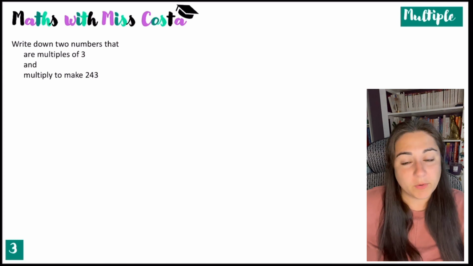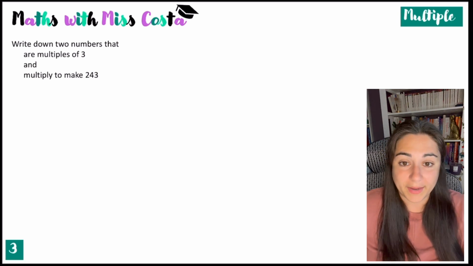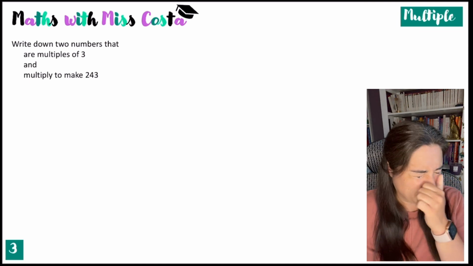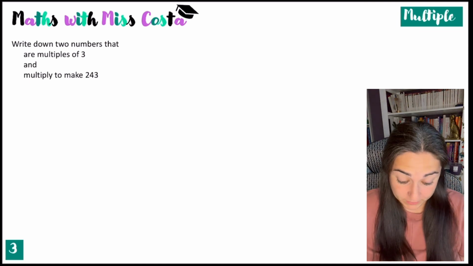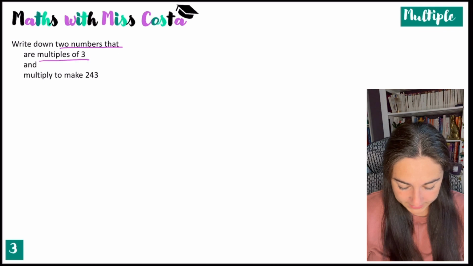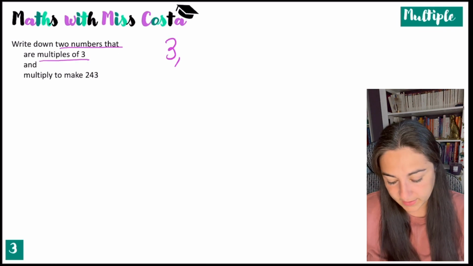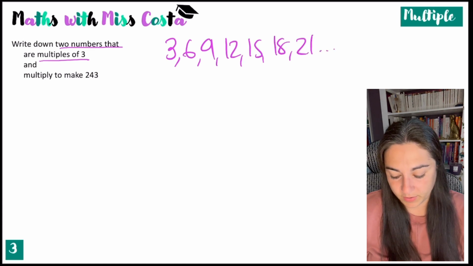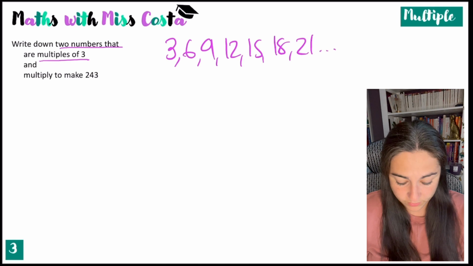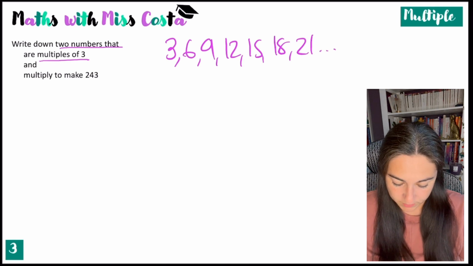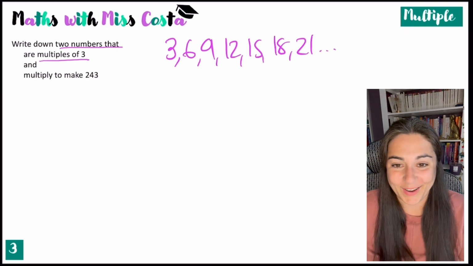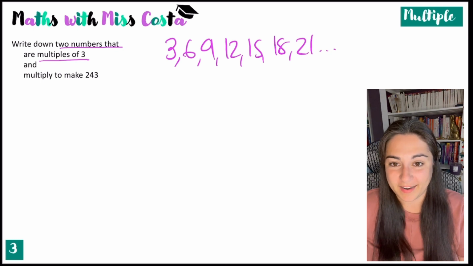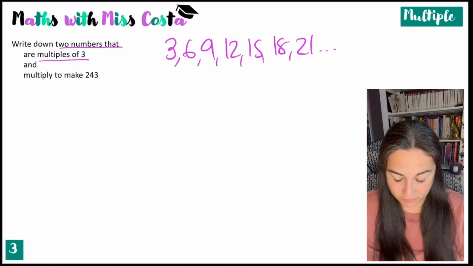Okay, multiples. Now a multiple is literally just that number's times table. So every number that would appear in that number's times table. So, write down two numbers that are multiples of 3. Multiples of 3 literally just means the 3 times table. So 3, 6, 9, 12, 15, 18, 21, and so forth. Multiples of 3 that multiply to make 243. Okay, so out of the 3 times table, you just need to find numbers that multiply to make 243.